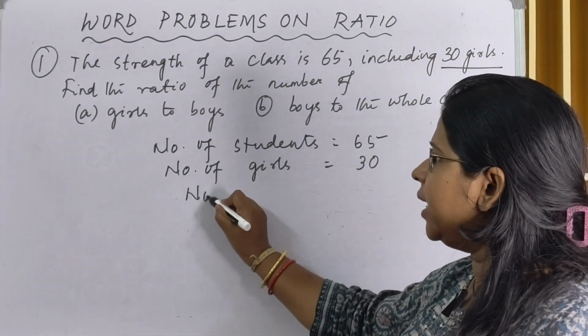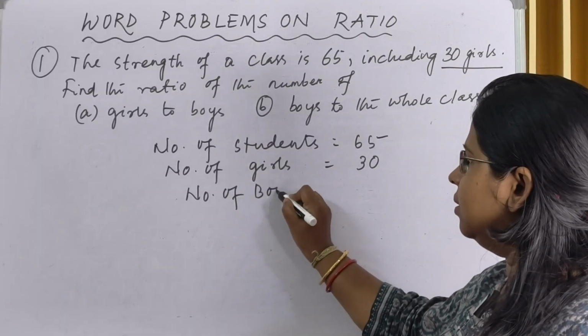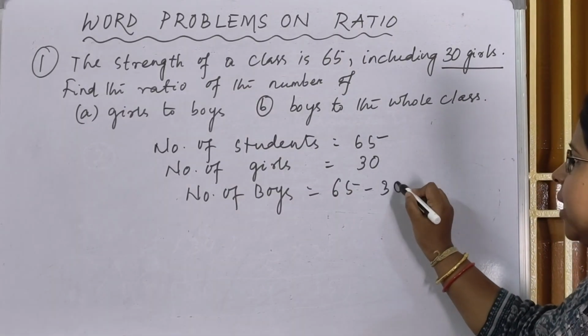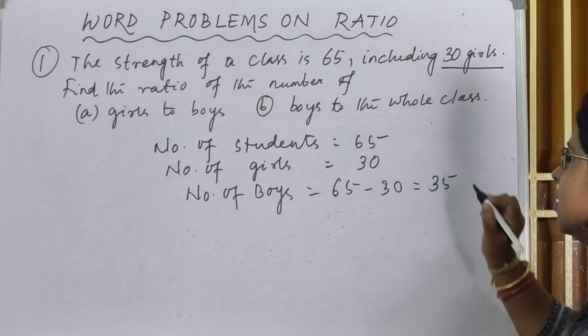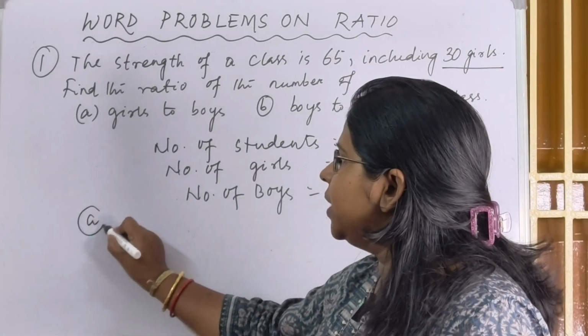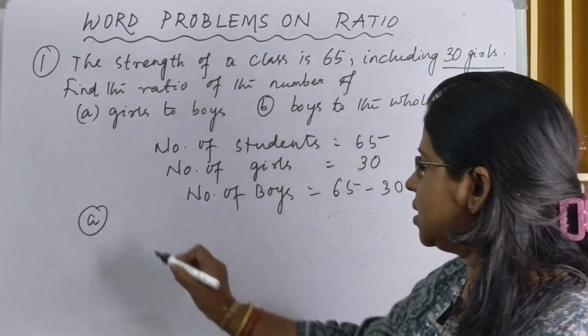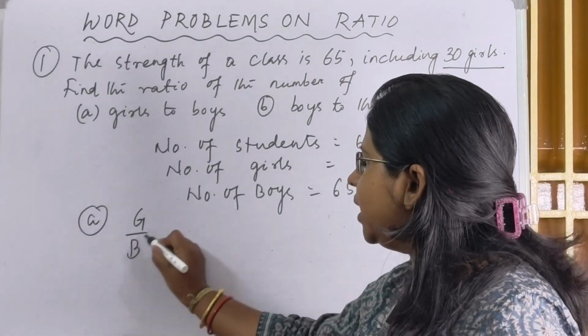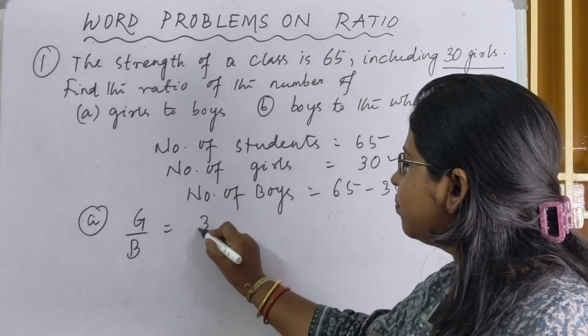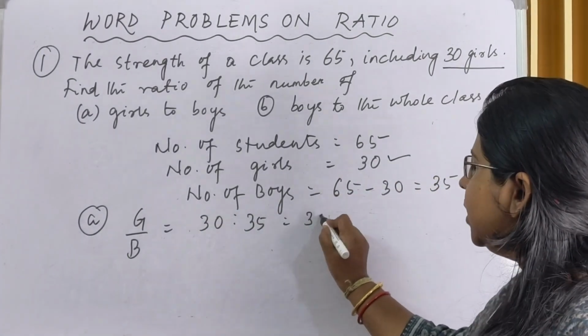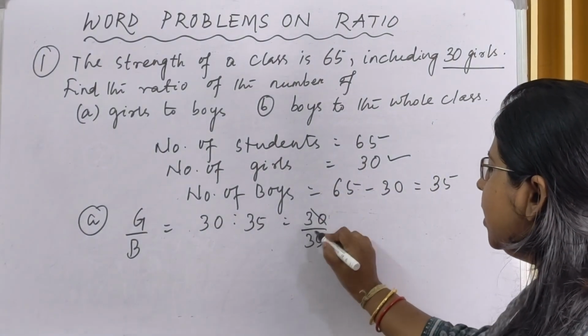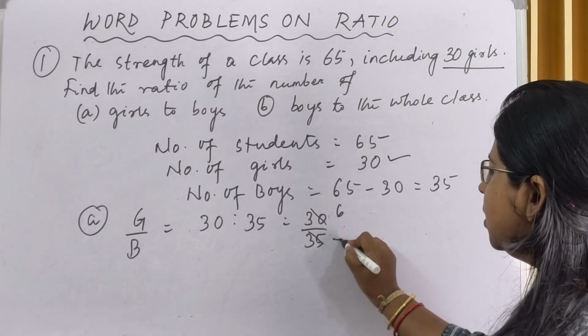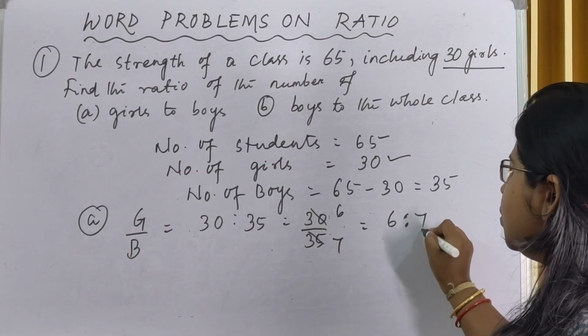So we can easily find out the number of boys here. From the total, we will subtract the number of girls. The answer is 35. Now comes the first part. It has given girls to boys. Girls to boys. The number of girls is 30 to 35. 30 by 35, both are divisible by 5. So now the answer is 6:7.